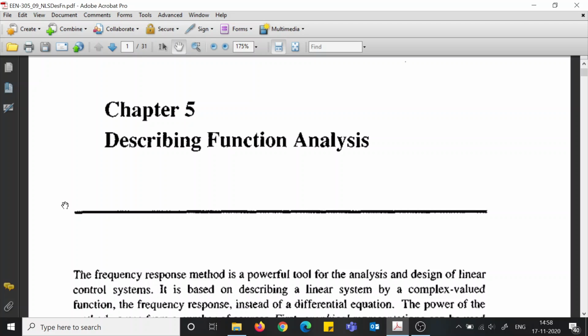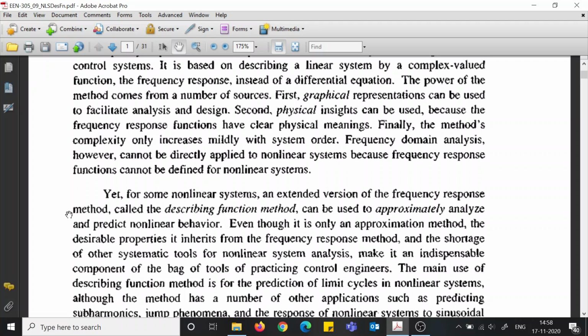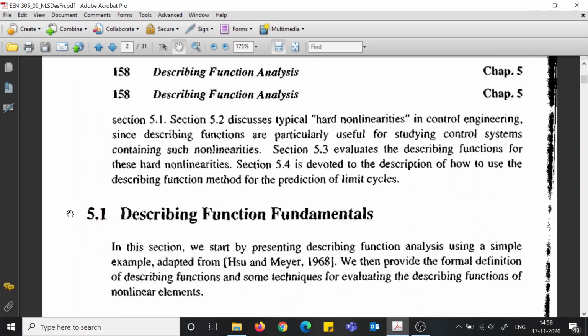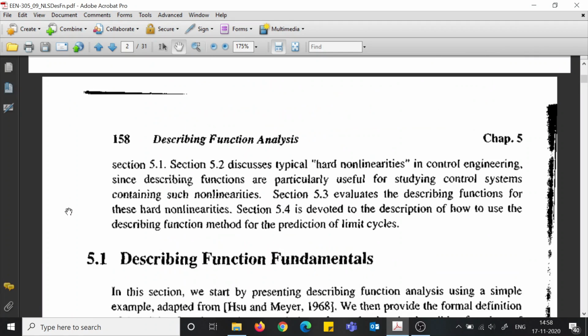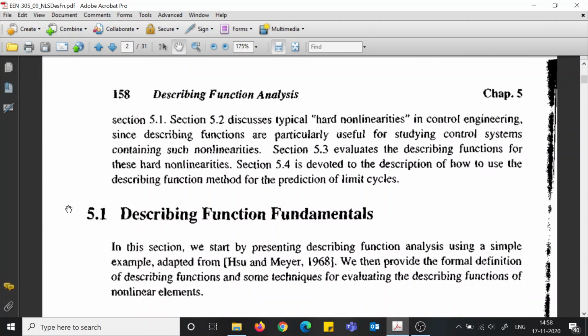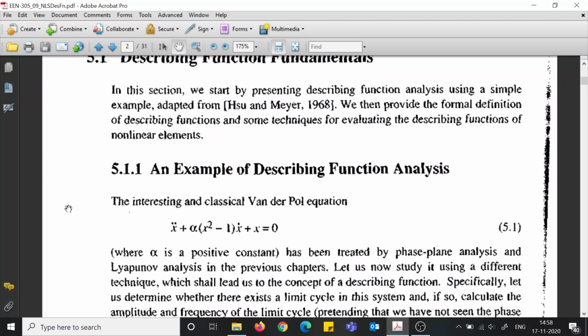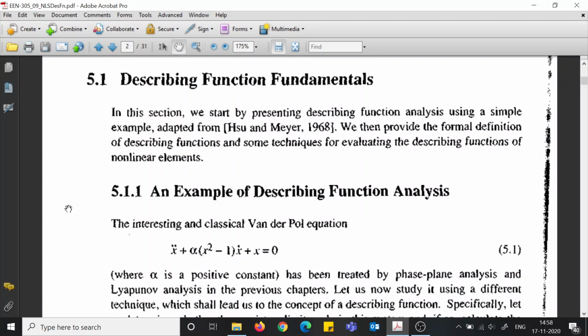Because I have not made notes or a PPT of this topic, I guess one should read through the entire chapter, and there are several such points which might be missed when we go through a PPT. So the first two pages are some introduction to the describing function.